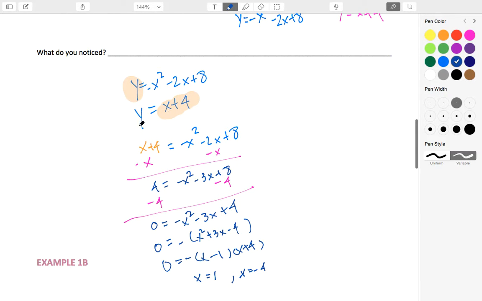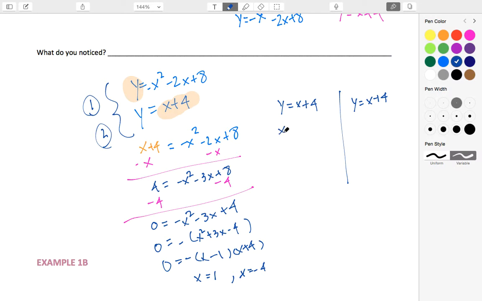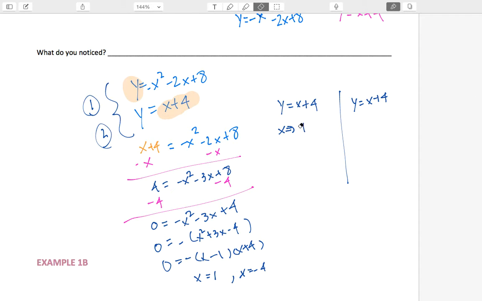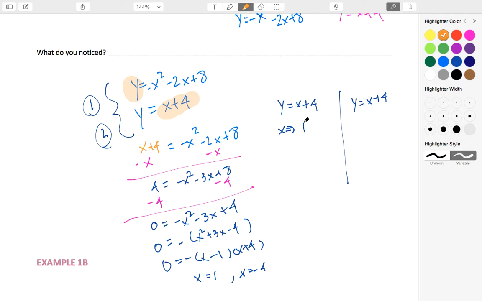So if I were to say first and second equation, the second equation is a lot easier to substitute our x values in. So I'm going to write this one more time, y equals x plus 4, and then y equals x plus 4. So when x is 1, or positive 1, I'm going to substitute that in. So here we'll have y is equal to 1 plus 4, and we'll get y is equal to 5.